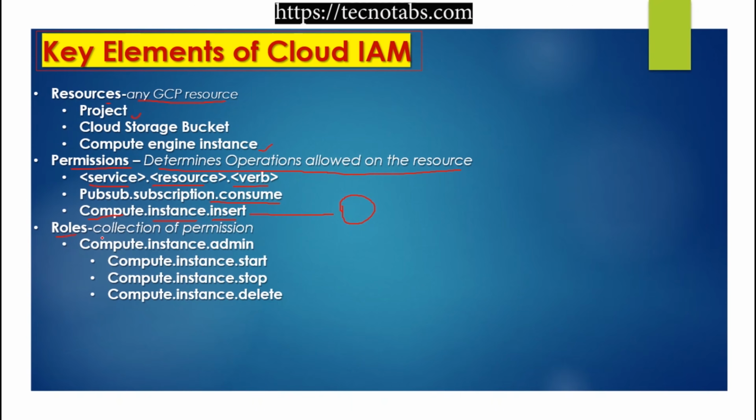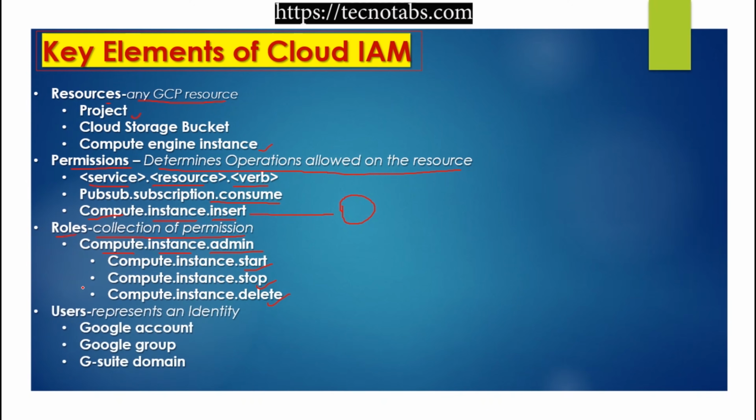Now there are roles, which are nothing but collections of permissions, and the roles are such that if you have the compute.instance.admin role defined for you, you can perform certain kinds of actions on that particular resource. For example, you can start the VM, you can stop the VM, or you can delete the VM, and so on, right? And finally there is the user, that represents an identity.